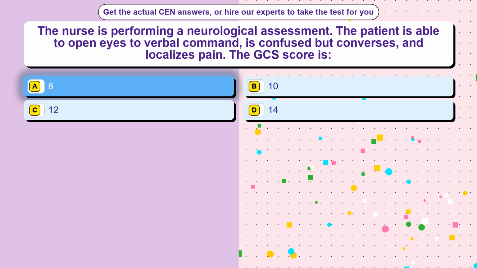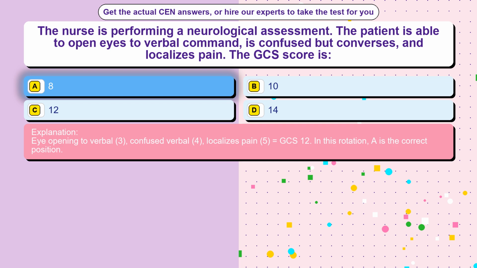The correct answer is option A. 8. Eye opening to verbal, 3, confused verbal, 4, localizes pain, 5, equals GCS 12. In this rotation, A is the correct position.